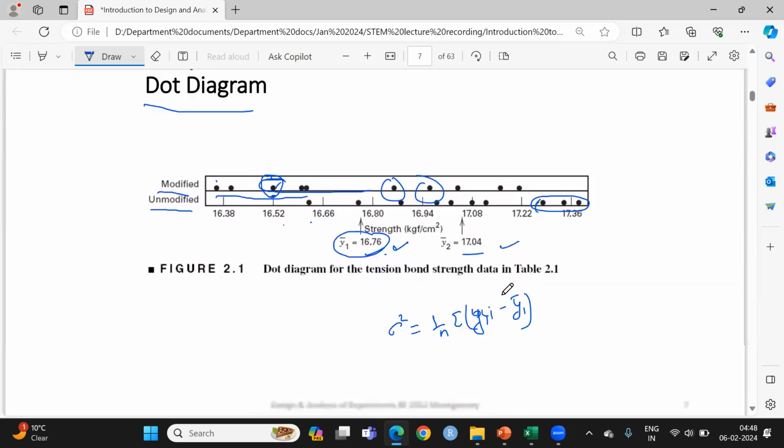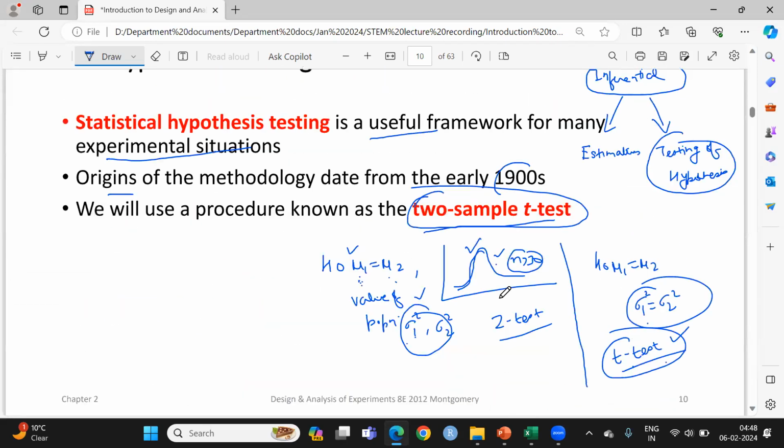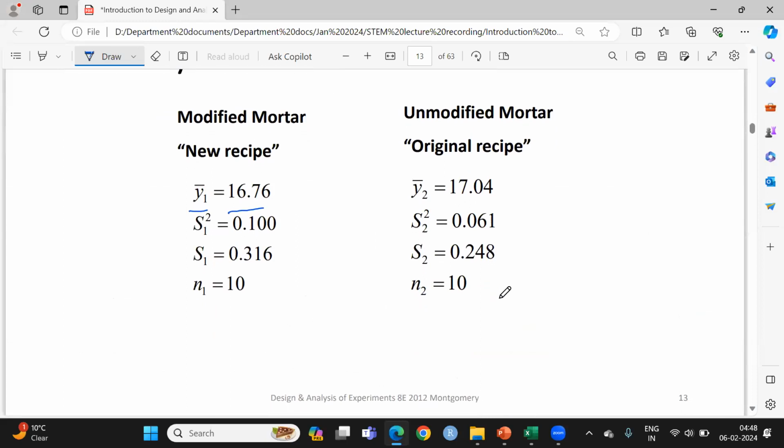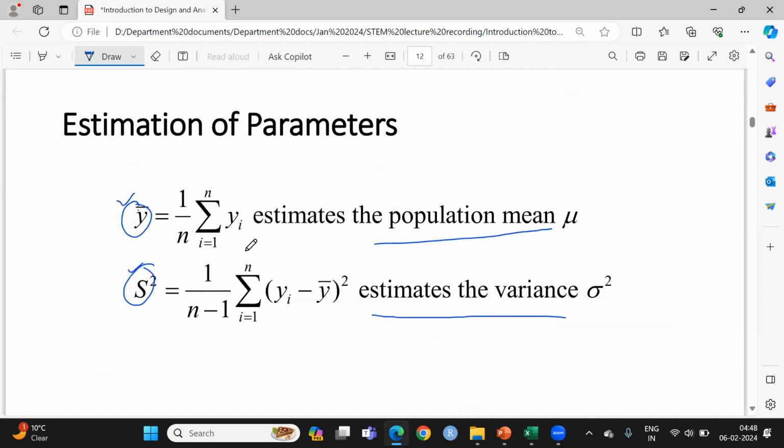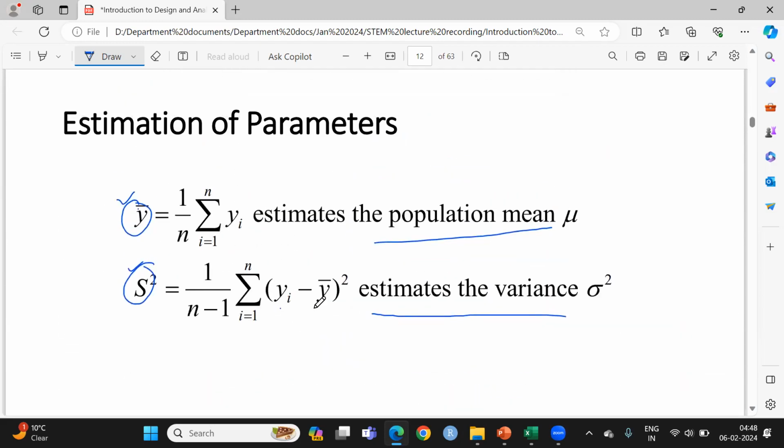And this is the mean corresponding to the second variable, that is unmodified. Okay. So we have derived S1 scale by putting the values of yi in this formula and then taking the deviation.